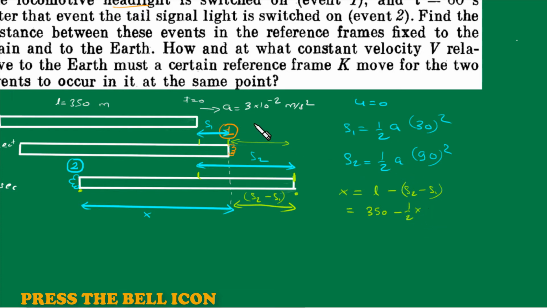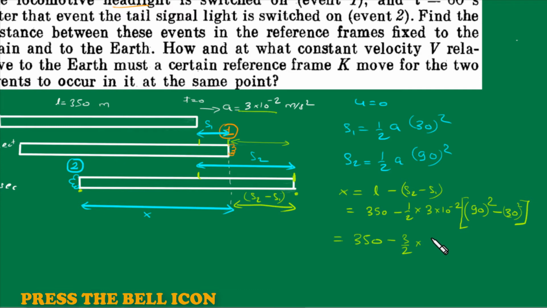Now let's put the value 3 into 10 to the power minus 2 into s2 minus s1, that is 90 minus 90 square, 90 square minus 30 square, and this is 350 minus 3 by 2 into, now this is 10 to the power minus 2, and I will get 100 from here, 10 to the power 2, so this will be cancelled.